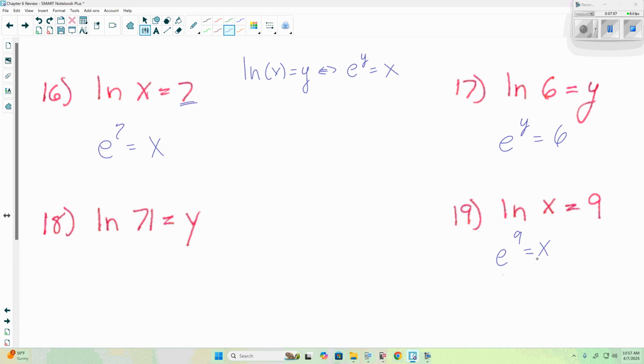Questions on going from exponential to logarithmic? There will be 8 of those on the first part of the test. We ready for the next set?